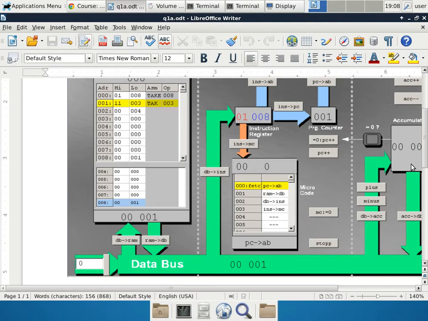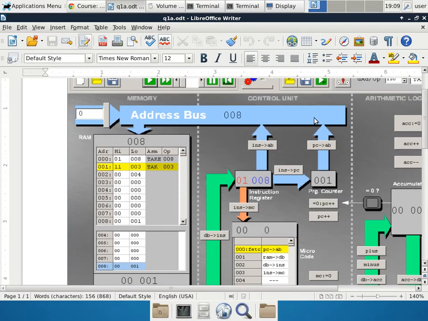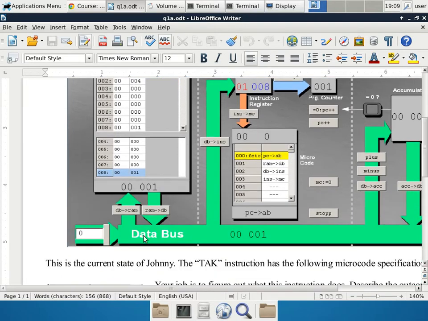As far as the fetch cycle is concerned, the first microcode is PC to AB. You look at the program counter, PC, and it latches 001 to the address bus. So the address bus is going to end up with 001. Then the next microcode is RAM to DB, which means the content of 001 in memory is going to be present on the data bus.